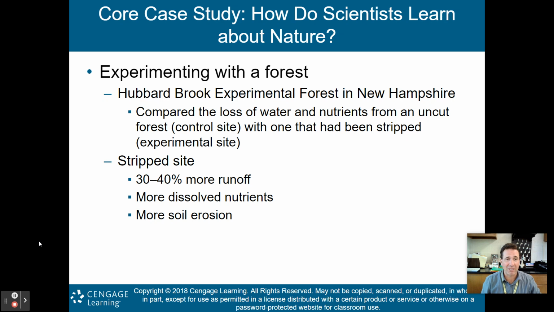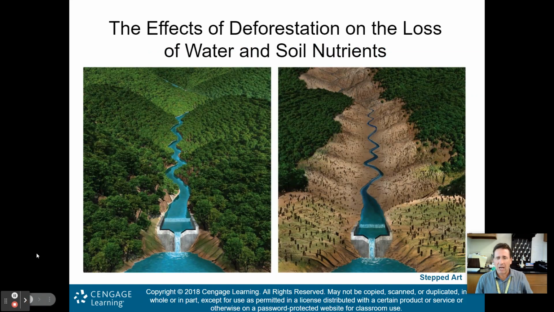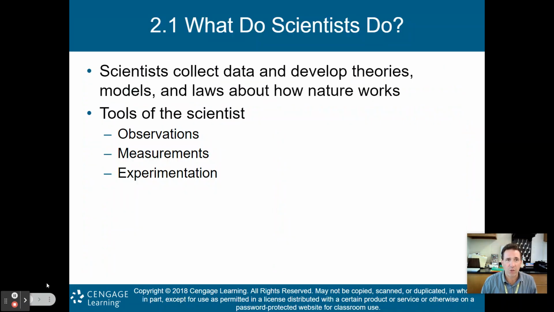It also proved that there were more dissolved nutrients in the stripped site, and again, more of that soil erosion. So that's kind of what the first part of this chapter is going to talk about: a little bit about the scientific method. Here's just a picture. The left side was the control. The right side was the experiment, where the forest was stripped. And once again, on the experimental side, there was much more runoff and much more erosion.